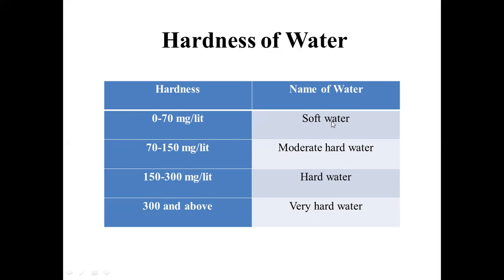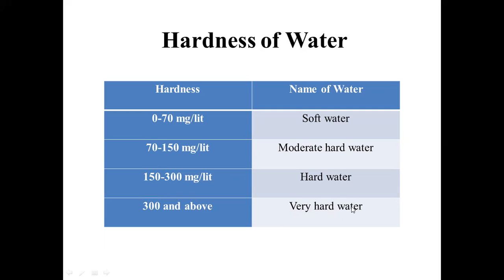Soft water is around 0 to 70 ppm or milligrams per liter. Moderately hard water is around 70 to 150 ppm. 150 to 300 milligrams per liter is hard water, and 300 and above is very hard water. These are the kinds of hardness of water we are able to see here.